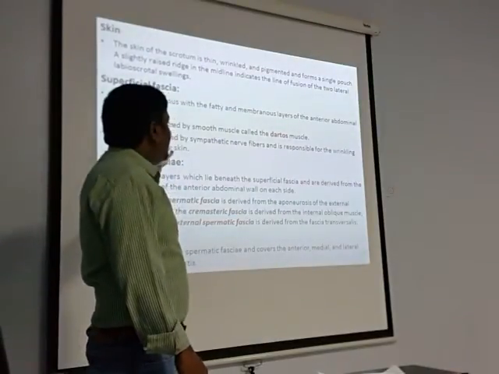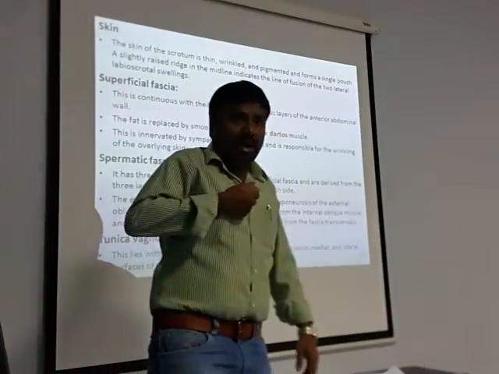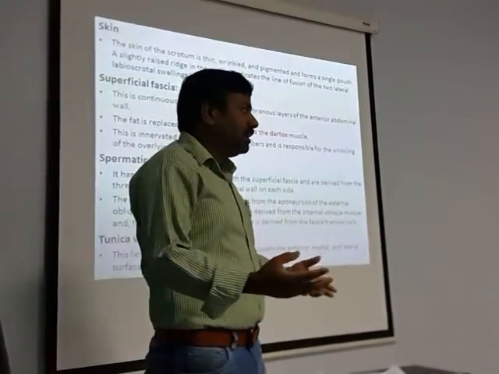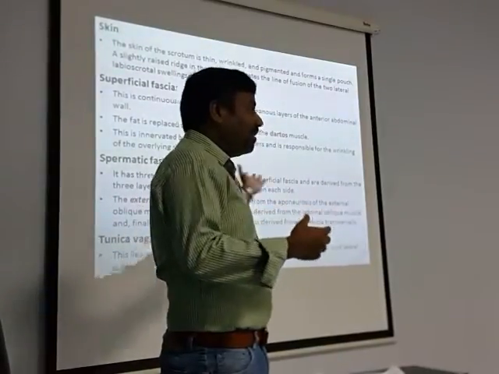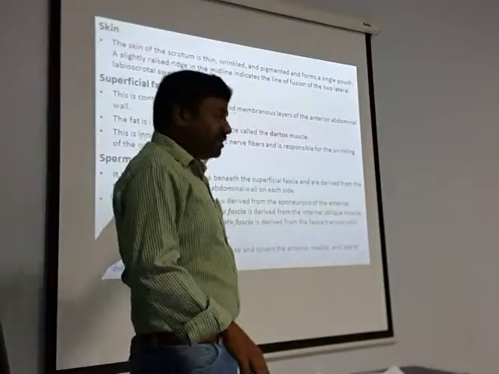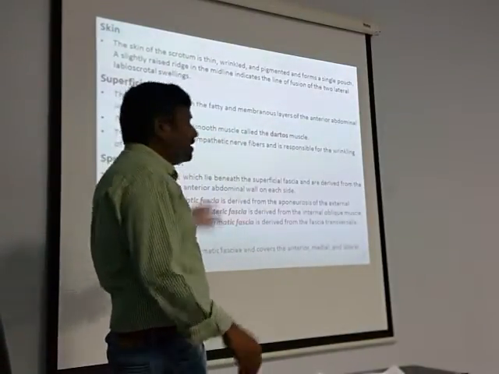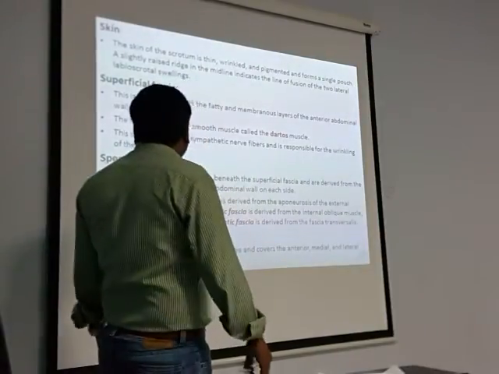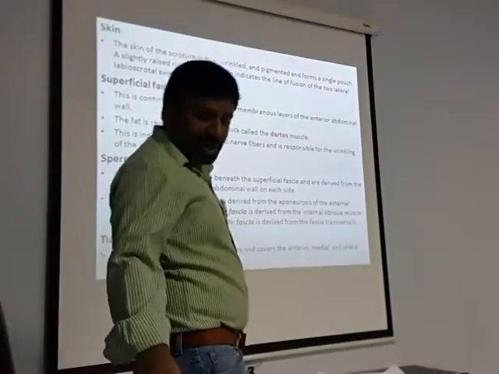This process of the testis going up and coming down is not under your will. It is a purely autonomic process. That's why that muscle is supplied by the sympathetic nerves, the autonomic nerves. Clear? Because of this, there is wrinkling of the skin. Now, next to that, you have the spermatic fascia.